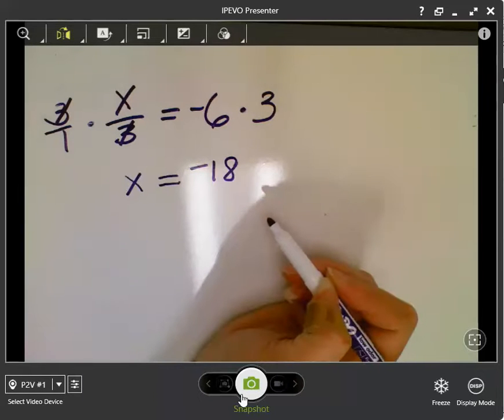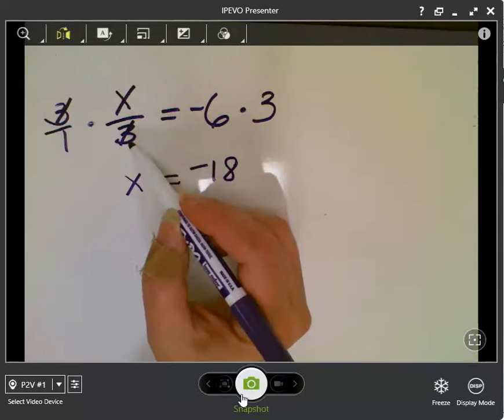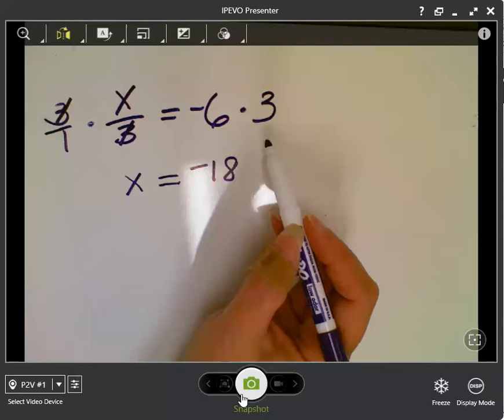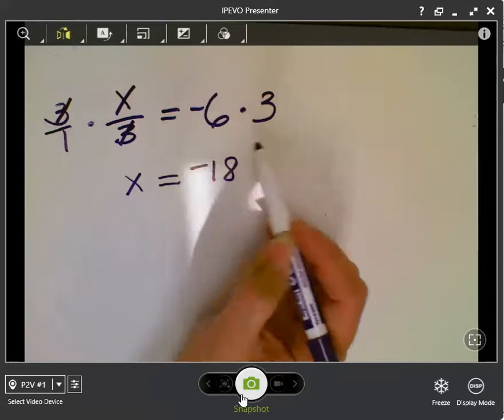Remember, at any time you can pause the video to double check if you understand what we're doing. So this one we were dividing by 3, so to undo division, we multiply by 3 on both sides, leaving x by itself, negative 18.